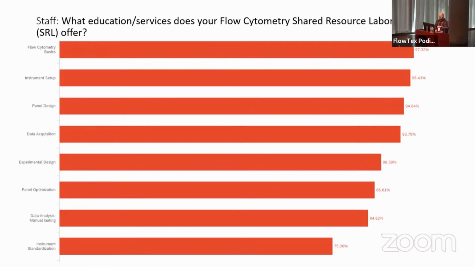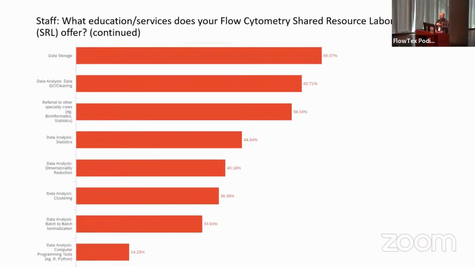But when we start to get down to things like, at the bottom there, instrument standardization, extremely important, right? We start to get a little bit of a drop off. And then if we go on to more specialized things, what we noticed was pretty much all the data and analysis things that we asked about were much, much lower. So I'll just point out a few examples: dimensionality reduction, clustering, normalization. We're getting down into the 30 and 40% of cores that do any sort of educational outreach in those areas. And then if you get down to computer programming tools supporting people with R and Python, almost virtually non-existent in SRLs.